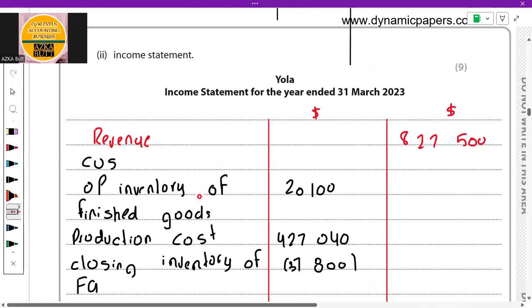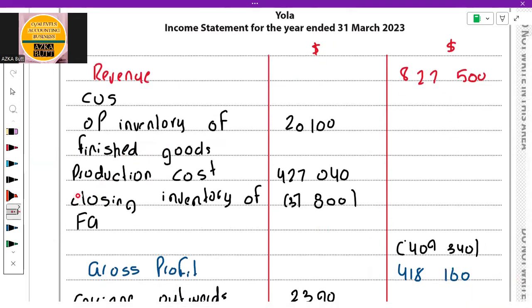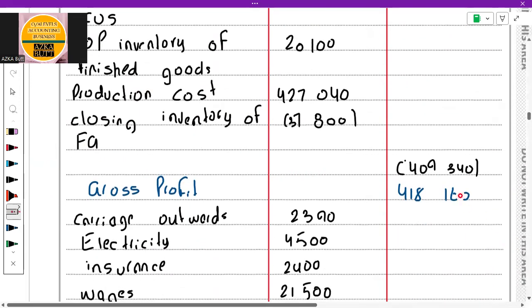So for cost of sales, we will be taking the opening inventory of finished goods, and we also need to add the production cost, because of course we need to find the gross profit. The production cost which you received from the manufacturing account, you also need to add in the income statement, and after that you have to deduct the closing inventory of finished goods. So you have the total cost of sales, which is 4,09,340, and now you deduct this number from the revenue. So this is your gross profit.